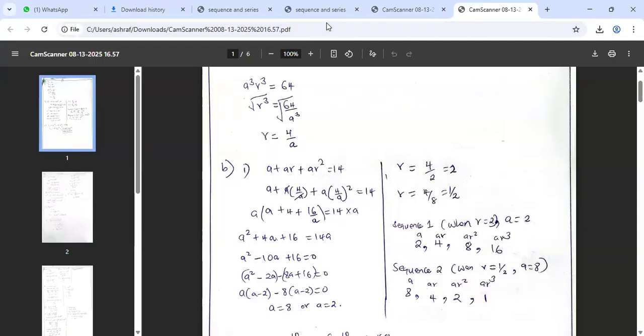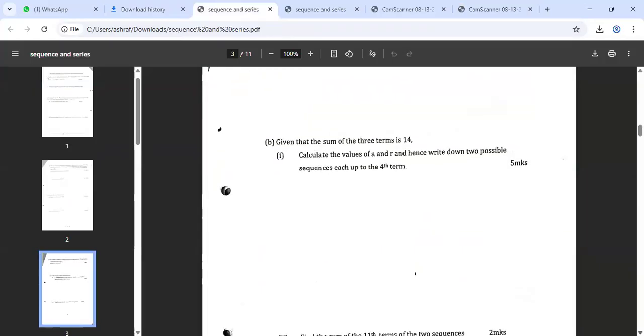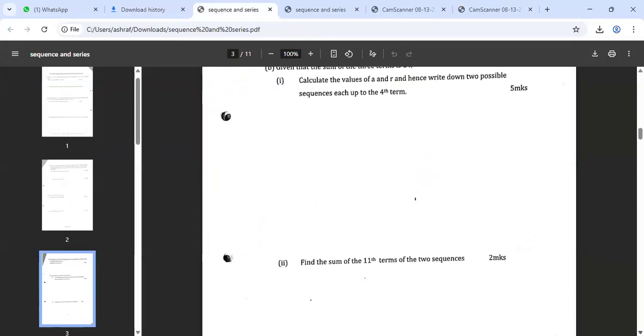Any question? No question. So we go to the next part of the question. The next part, you're supposed to find the sum of the 11 terms of the two sequences. So the sum of the first 11 terms of the two sequences you've stated above. Try it out and share your answers.